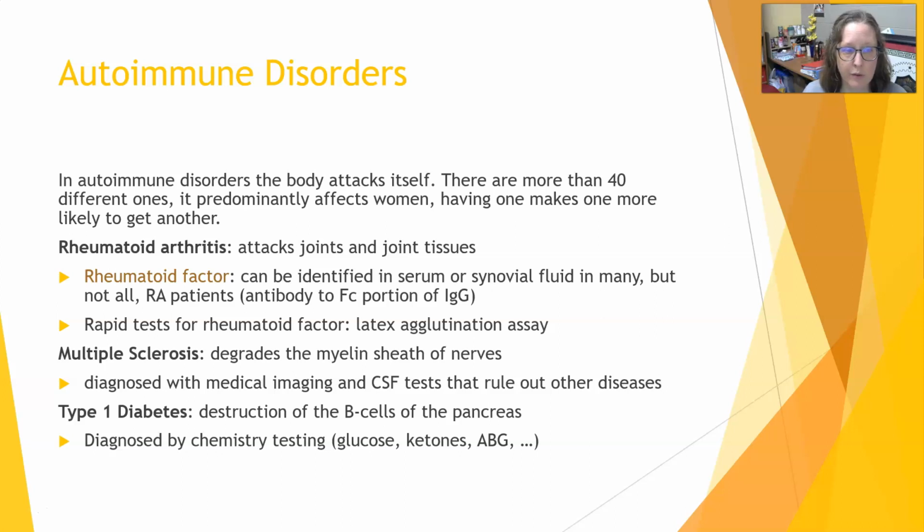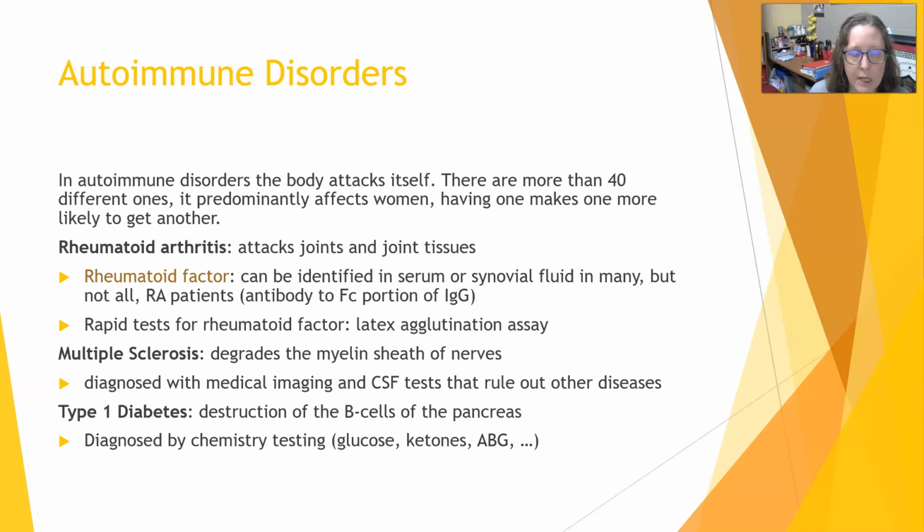We have rheumatoid arthritis. It attacks joints and joint tissues. The rheumatoid factor can be present. It is identified in the serum or the synovial fluid in many, but not all, RA patients. And it's the antibody to the Fc portion of IgG. The rapid test for the rheumatoid factor is usually a latex agglutination assay.